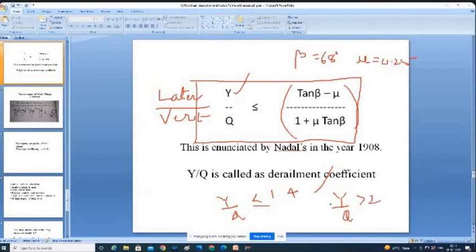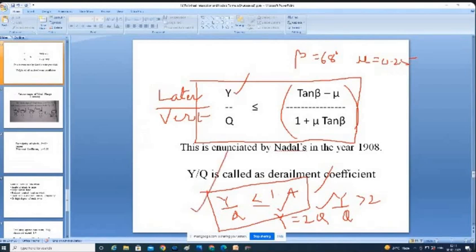Say for example 2. What does it mean? Y is equal to 2 times the vertical force. So that implies that the lateral flange force is dominating the vertical force. That is why in the case of our empty wagons, derailments are high. Lateral flange force will dominate the vertical force, so it will lead to derailment. It should be maintained less than 1.4. It is safe for derailment if it is less. If it is more, the proneness to derailment will increase.